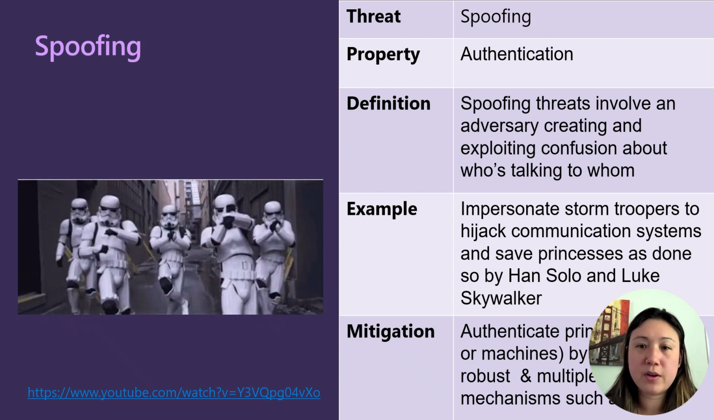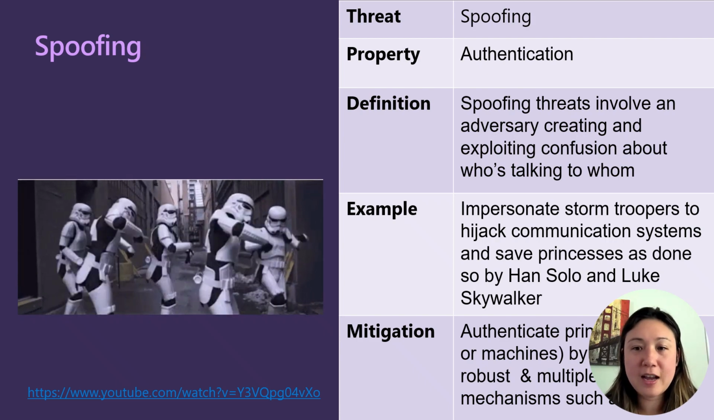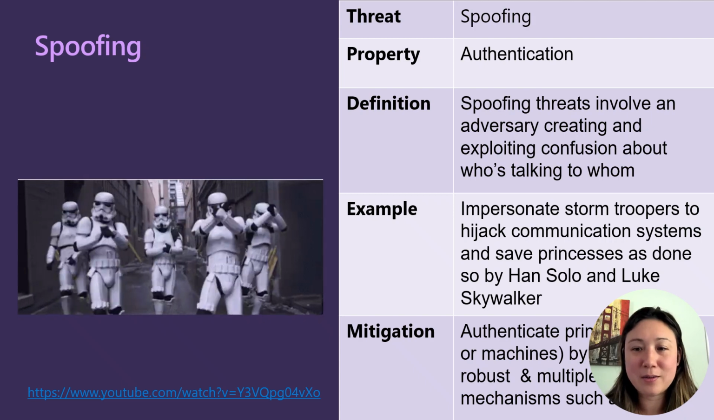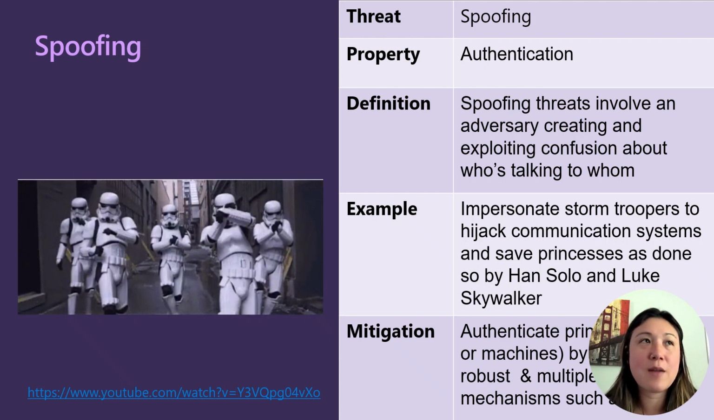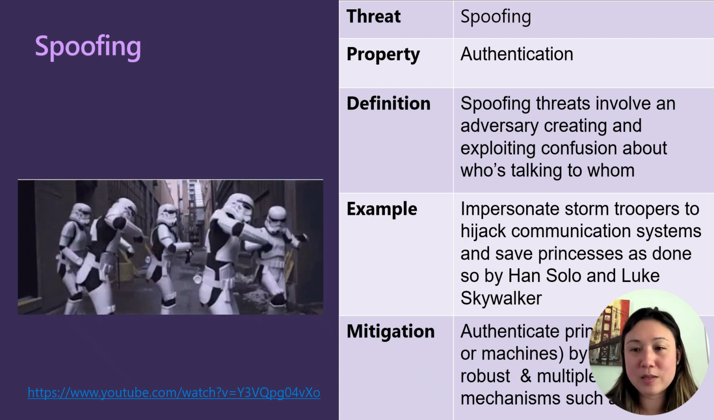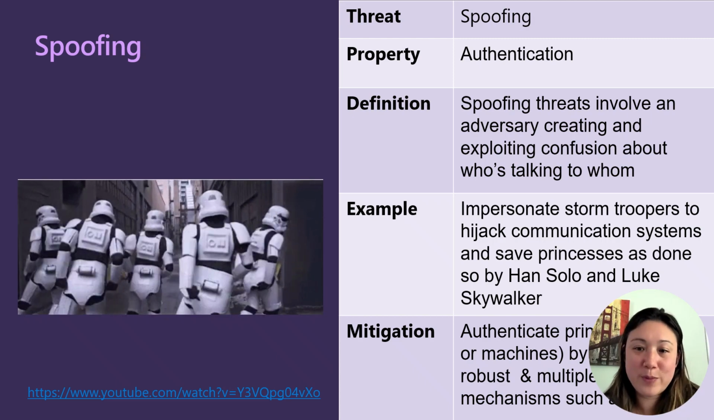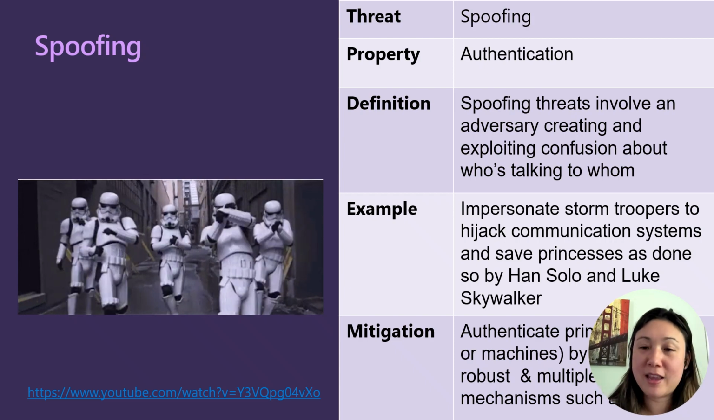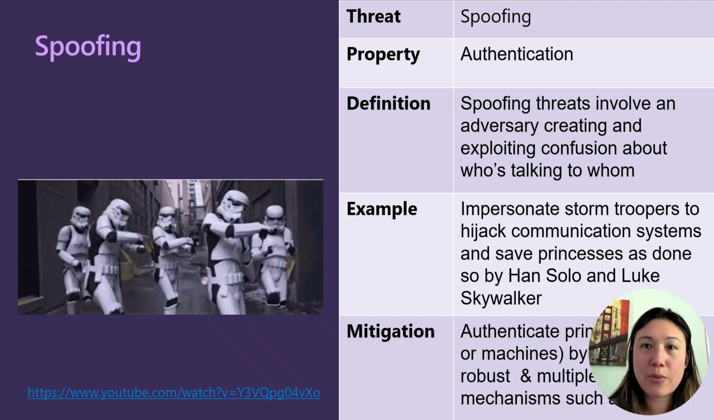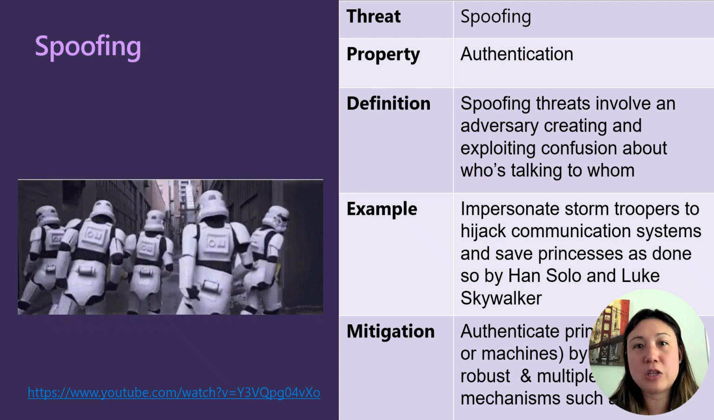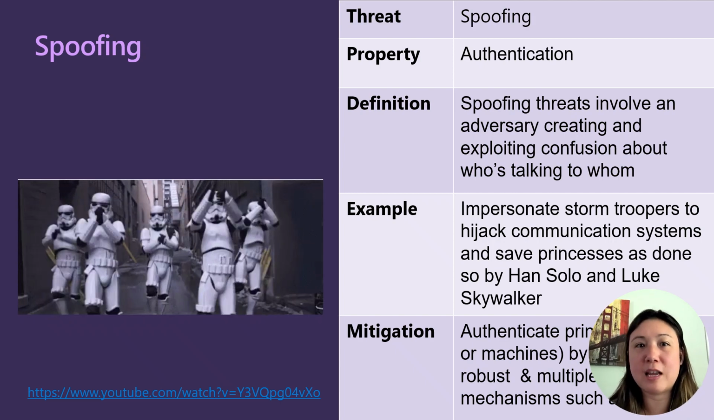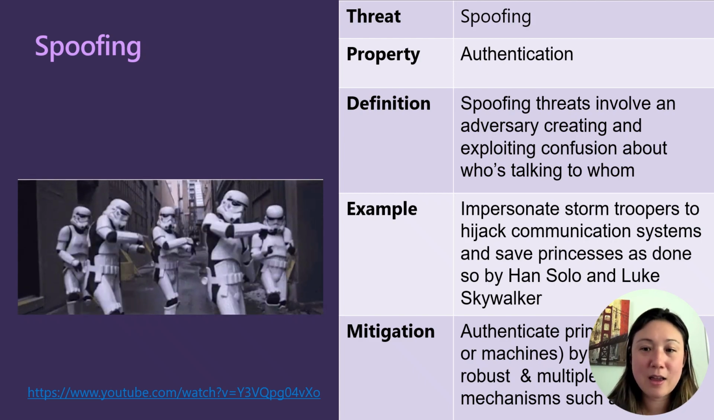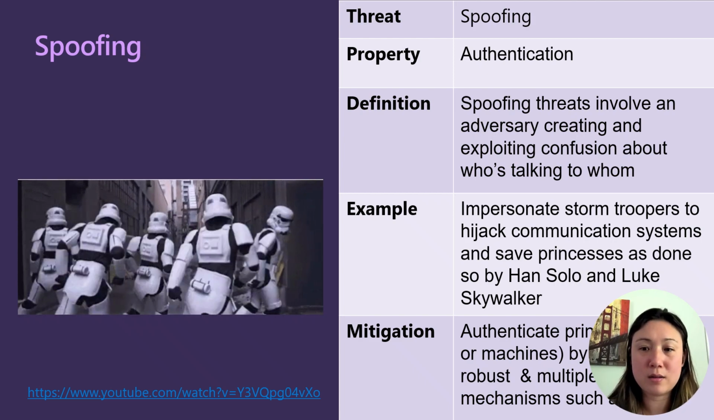In this example, impersonating stormtroopers to hijack communication systems and save princesses is done by Han Solo and Luke Skywalker. However, if you watch any kind of Star Wars media, you'll see that a lot of people in these movies do impersonate stormtroopers. So what could possibly be the mitigation against this? We could authenticate the principals, which are users and machines, by enabling more robust and multiple identity mechanisms, such as MFA, to actually verify who you are.